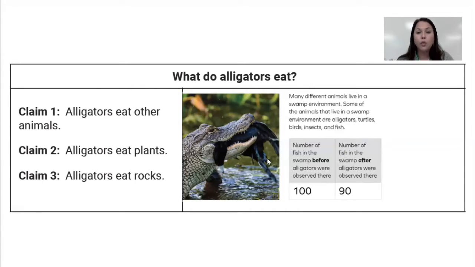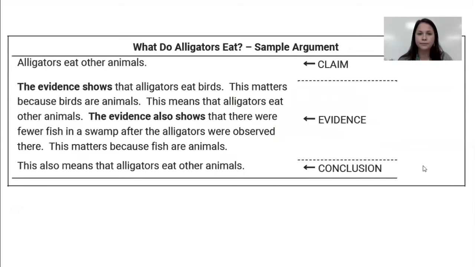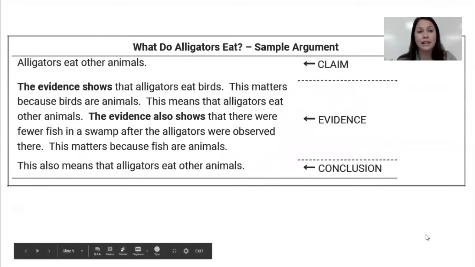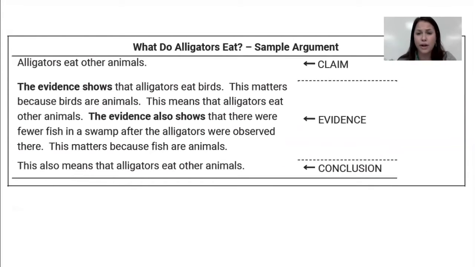So over here, we have evidence that this alligator is eating a bird, another animal. And here, we are using data to find evidence that alligators also eat fish, which is another animal. Both of those pieces of evidence support claim one, that alligators eat other animals. So we could make the claim that alligators eat other animals. That's our answer to the question.